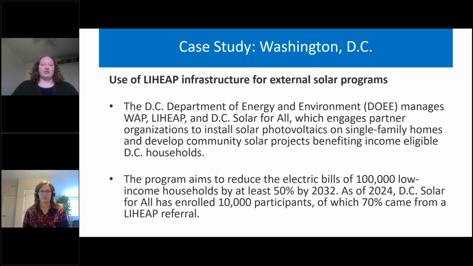DC's Department of Energy and Environment manages their WAP, LIHEAP, and Solar for All program, so it's easier for them to collaborate since all of their programs are housed in the same department. This program is aiming to reduce electricity bills of 100,000 low-income households by at least 50% by 2032, and as of 2024, they've enrolled 10,000 participants, of which 70% came from LIHEAP referrals. So DC has been very successful in being able to engage LIHEAP administrators and LIHEAP participants in community solar subscriptions.